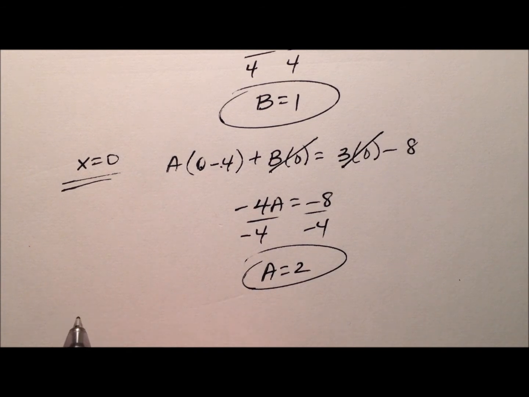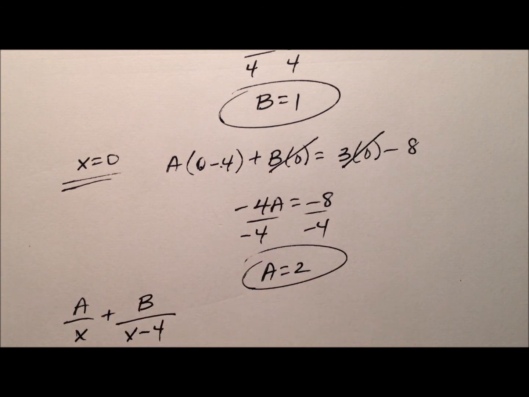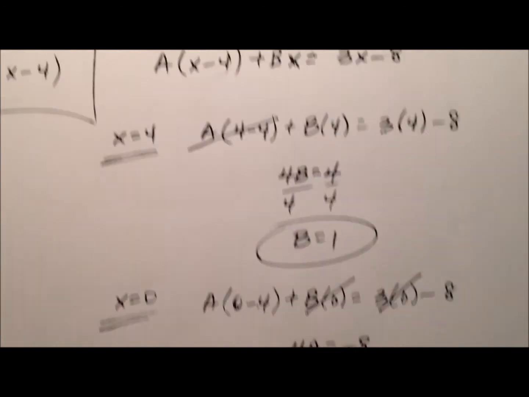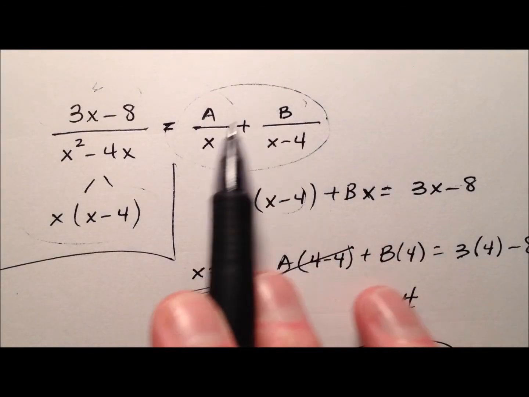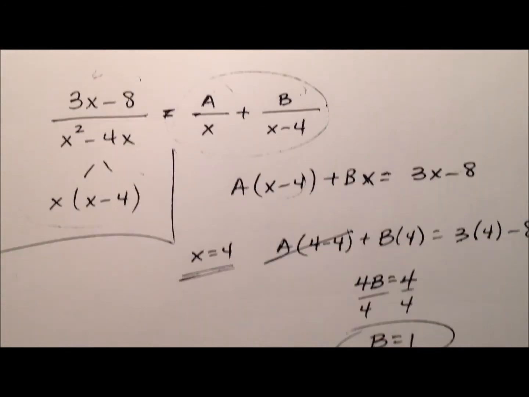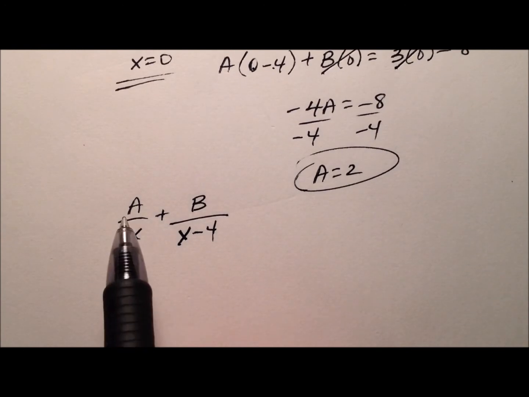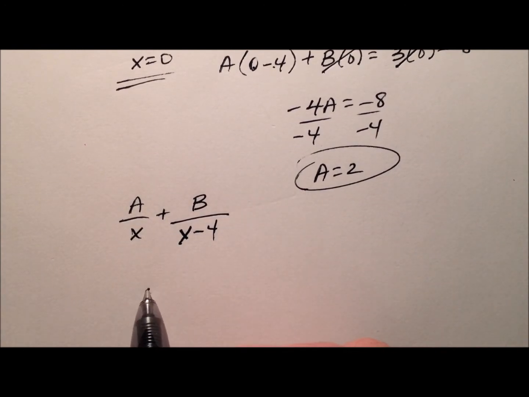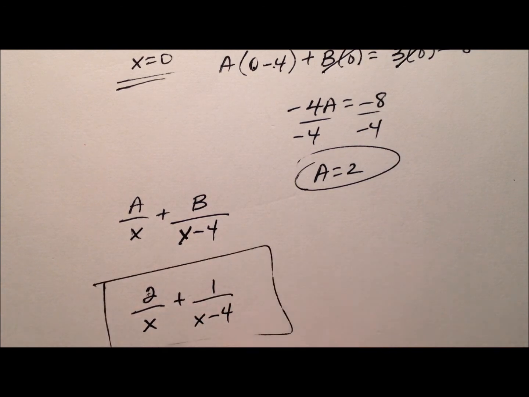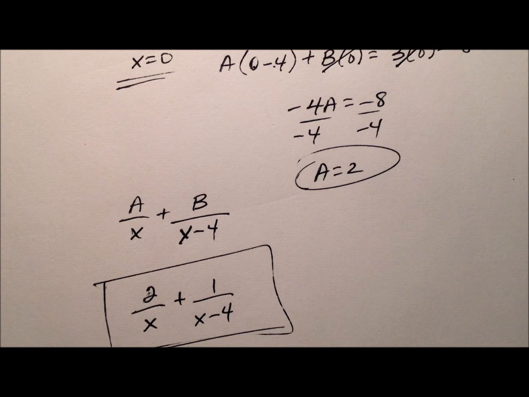So I'm going to rewrite this. It was A over x plus B over x minus 4. That was what I started with for my original decomposition with my constants up here. Okay, but now we know A is 2, so 2 over x, and now we know B is 1, so 1 over x minus 4. So this is my final partial fraction decomposition.